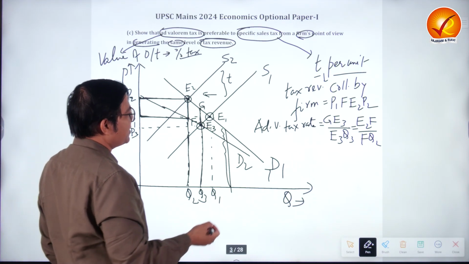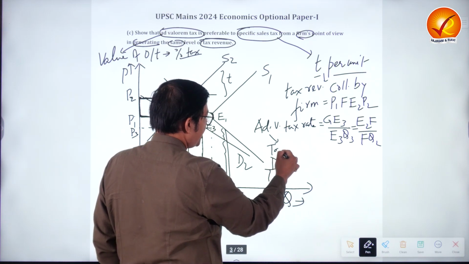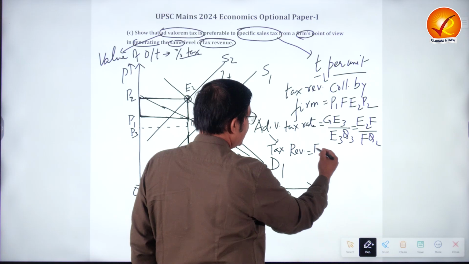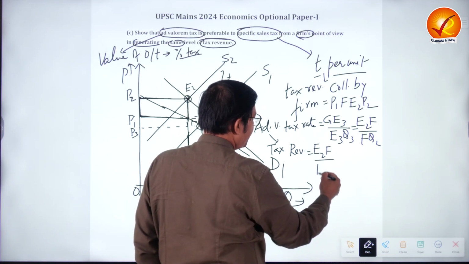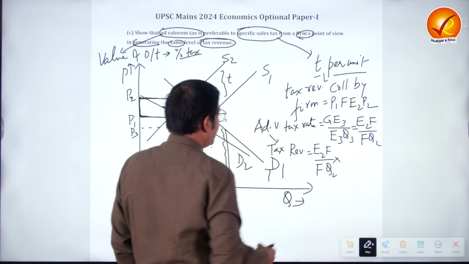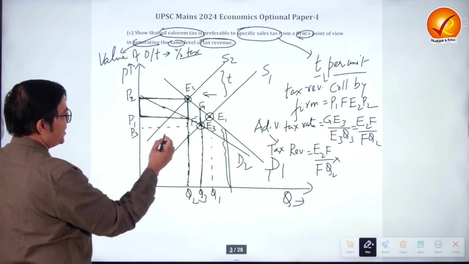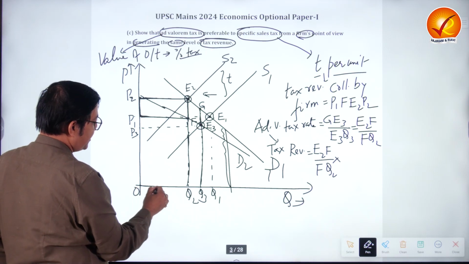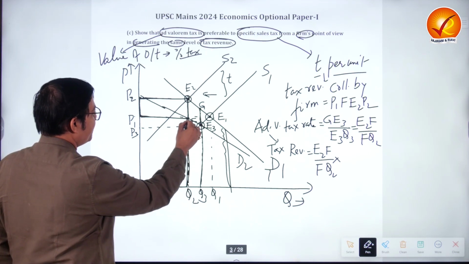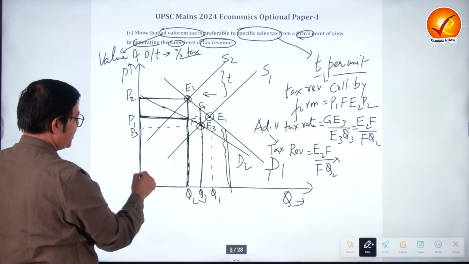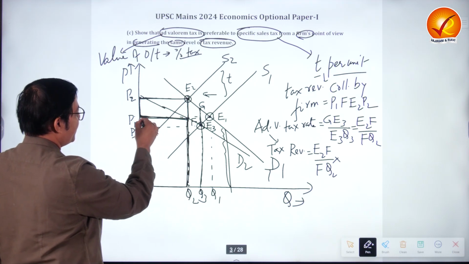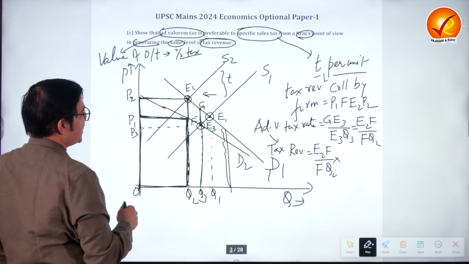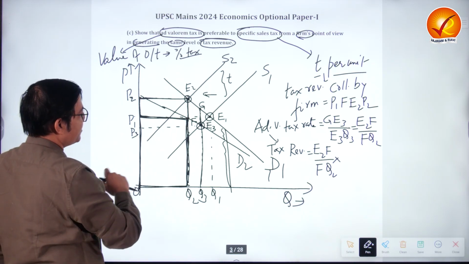What is the total tax revenue from this? The total tax revenue that can be generated from this will be the tax rate, E2F upon FQ2, into the value of goods being sold at this point. What is the value of goods being sold? It will be the area of this big rectangle, which is OQ2FP1. The area of this bigger rectangle. What is the area of a rectangle? The multiplication of the sides.